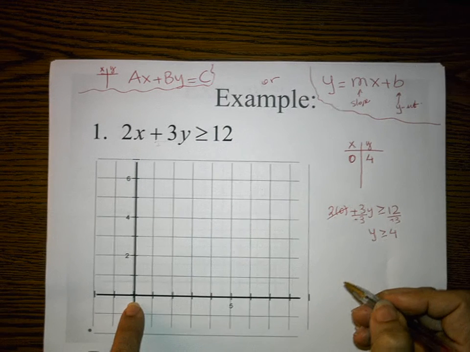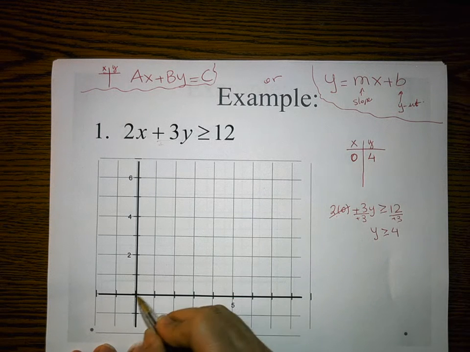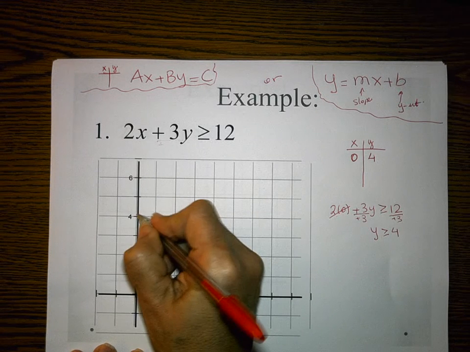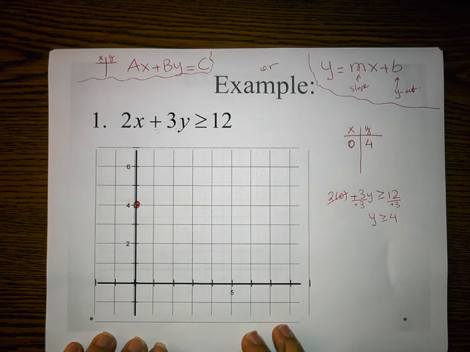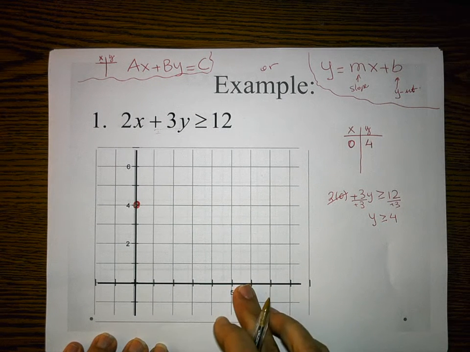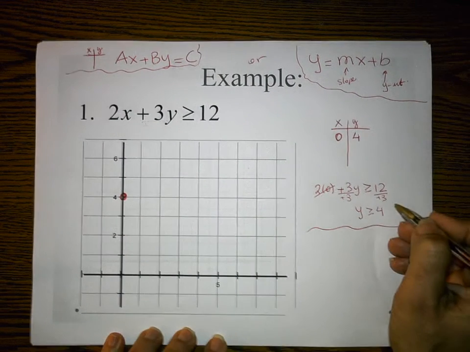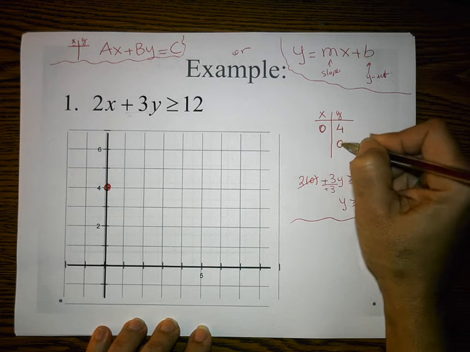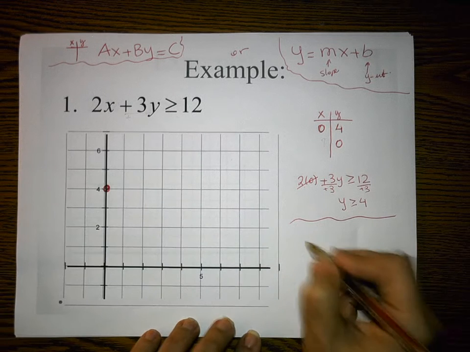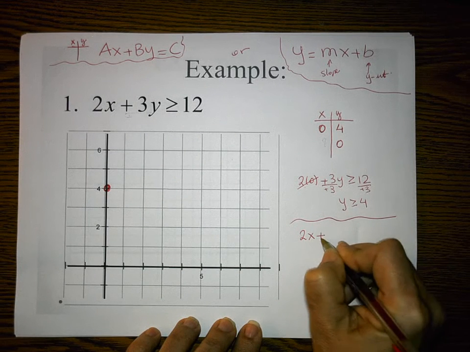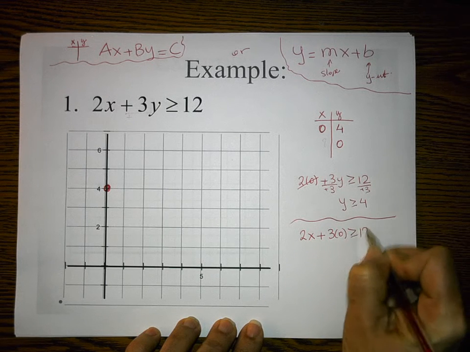So I know that this line, I'm graphing it somewhere here, is going to be touching 0, 4. 0 for x, 4 for y, which happens to be right here. Now if I know where it touched the x-axis, then I can connect those two dots. Let's find out where it touched the x-axis. That means I have to plug in a 0 for y so I can find out what x is. So I grab exactly the same equation, 2x plus 3 times y, but I want y to be 0, is greater or equal to 12.